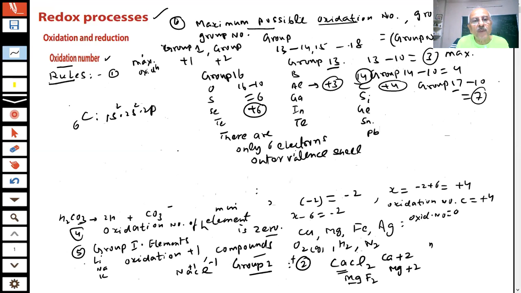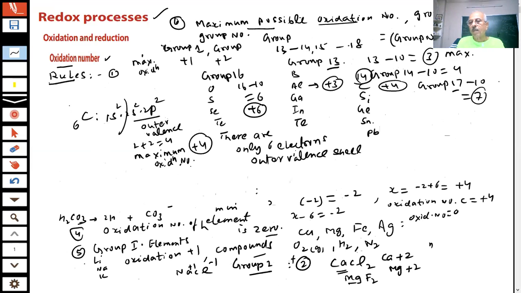For example, if I take carbon, the atomic number is 6: 1s2, 2s2, 2p2. This is the outer valence shell. How many total maximum electrons are there? 4, 2 plus 2. So the maximum oxidation state it will show is plus 4. The outer valence electrons in carbon are 4, with the inner 1s2 filled. That is the reason.